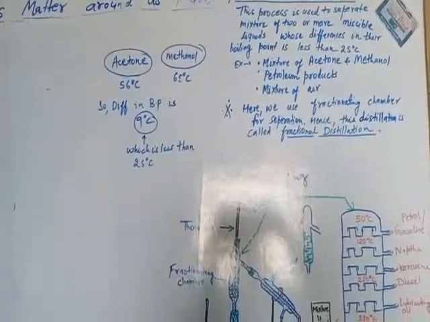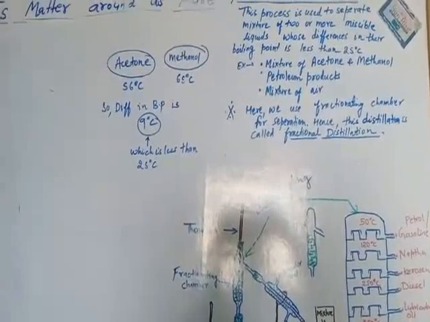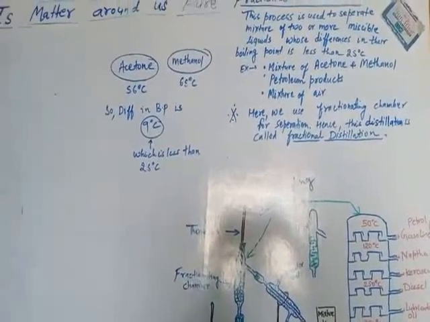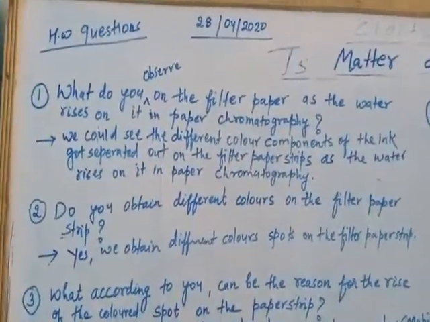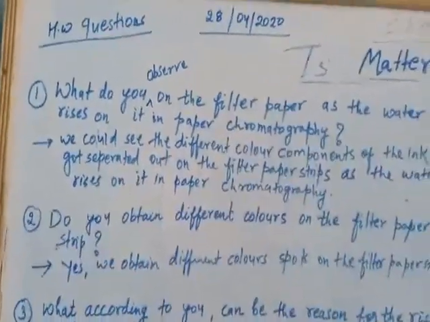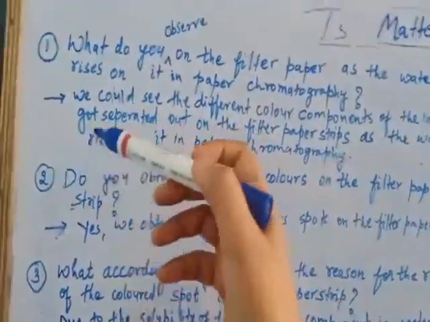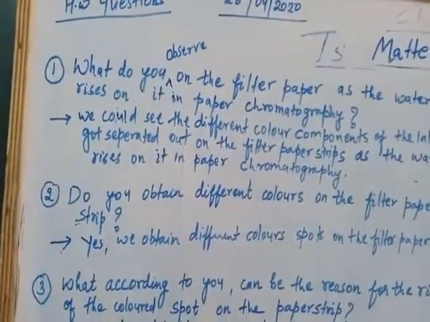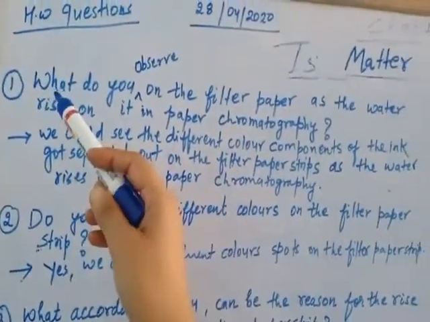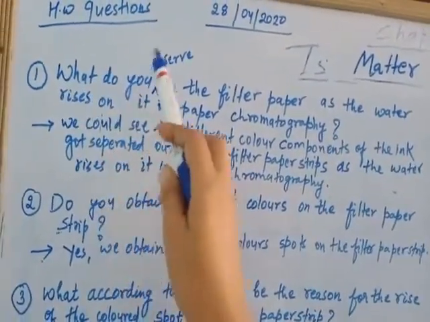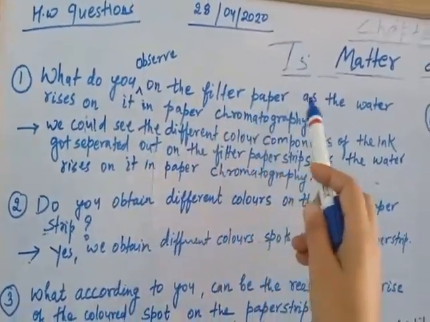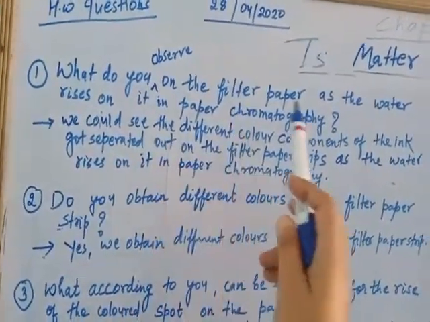Now we will discuss the homework questions that were given to you in the previous class. So we will see one by one. The questions given were very easy. The first question is, what do you observe on the filter paper as the water rises on it in paper chromatography? So what did we observe?